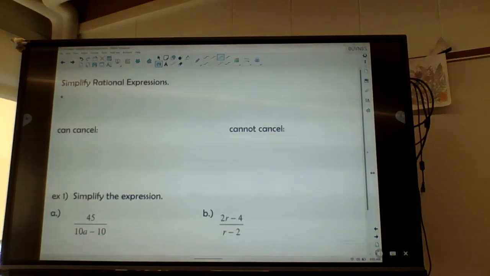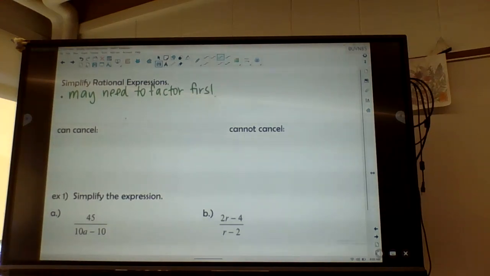So to simplify rational expressions, we may need to factor first. And some of you guys, factoring maybe wasn't as good of a topic for you, but hopefully us reviewing it today will be helpful.